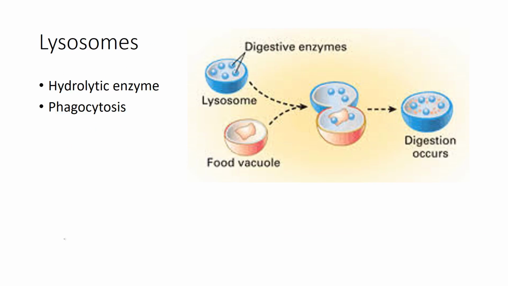The lysosome is a membranous sac of hydrolytic enzymes that eukaryotic cells use to digest macromolecules. This process occurs by phagocytosis, when the food vacuole fuses with the lysosome whose enzymes digest the food.